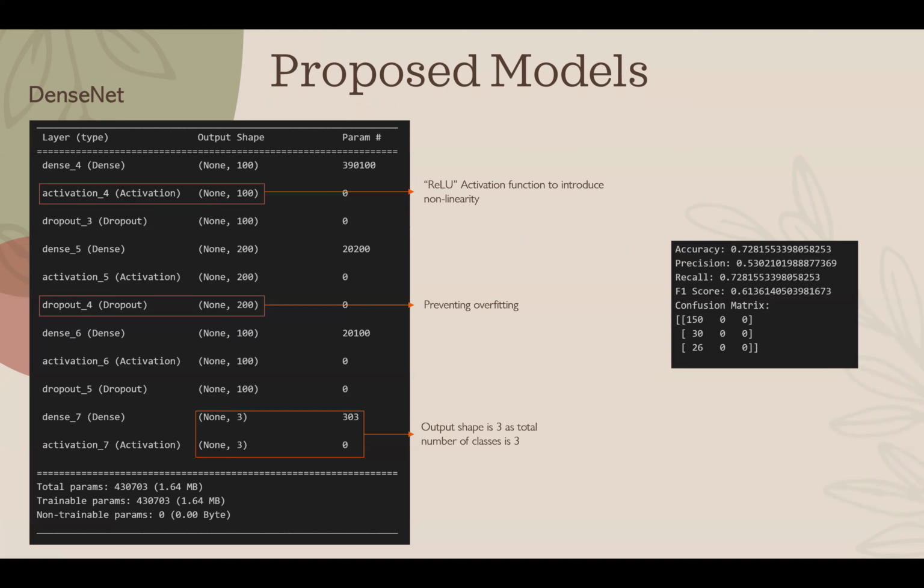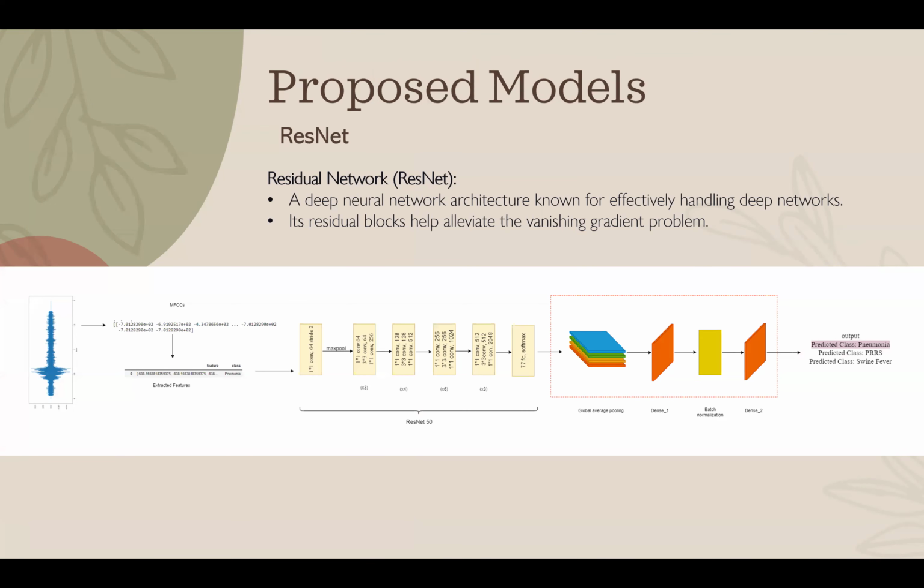As we discussed, here the activation function is used for nonlinearity, and again dropout is for preventing overfitting. At last, the output shape is 3, and the total number of classes is also 3, like pneumonia and other. Here the accuracy you can see is 72 percent, precision is 50 percent, recall is 72 percent, and F1 is 60 percent.